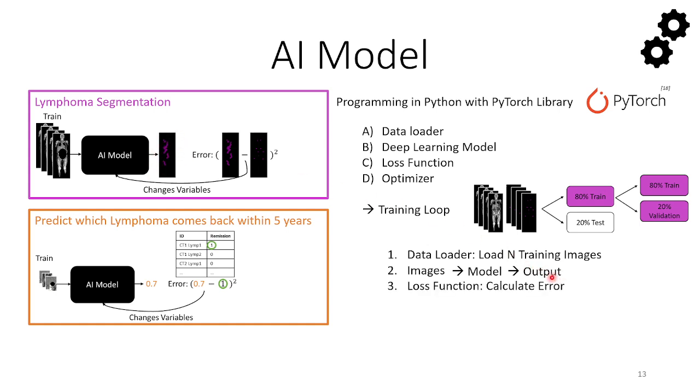Now the next step is we take the loss function. The loss function is the error function, this here, and we calculate the error between what the model outputs and what it should actually be, so what, for example, a radiologist said it should be.